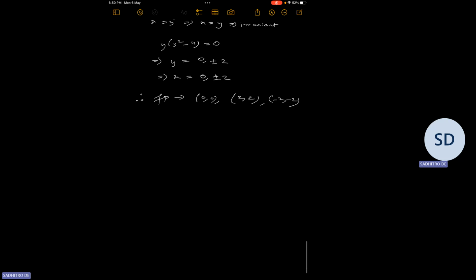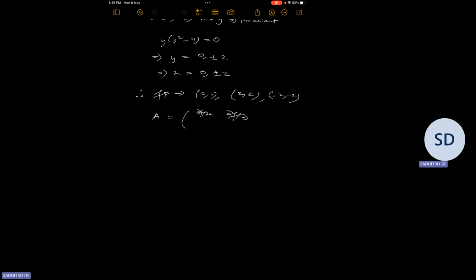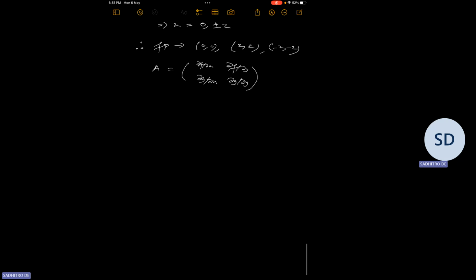Now coming to the Jacobian matrix, we evaluate the Jacobian matrix with f equal to y cube minus 4x and g equal to y cube minus y minus 3x.